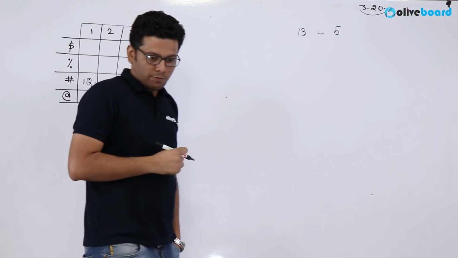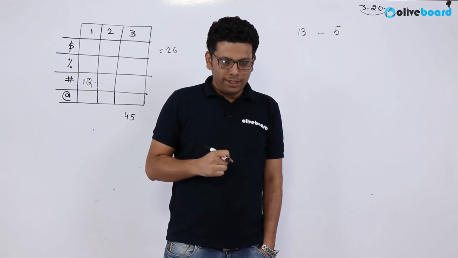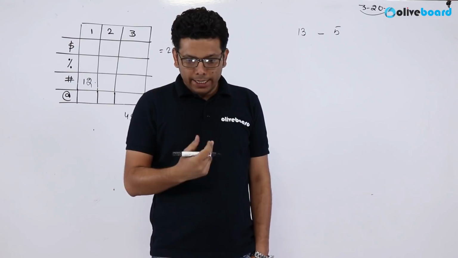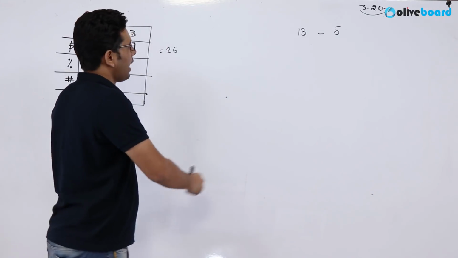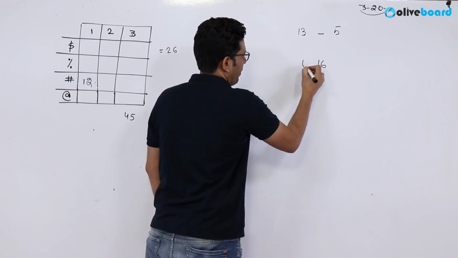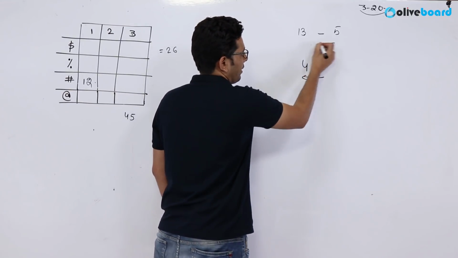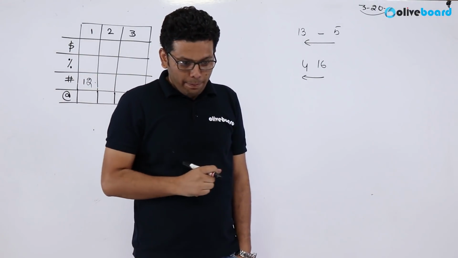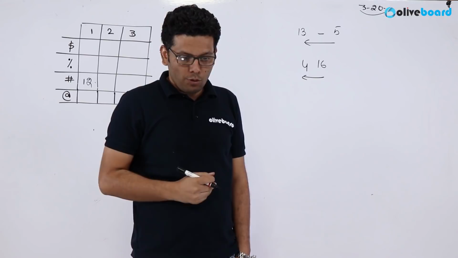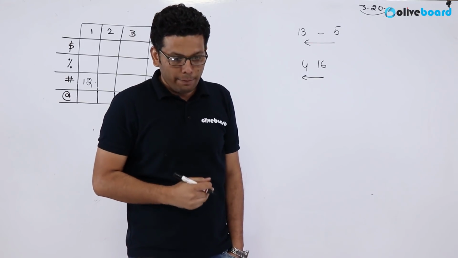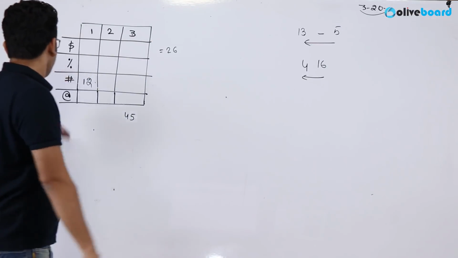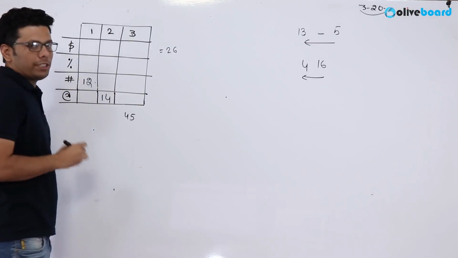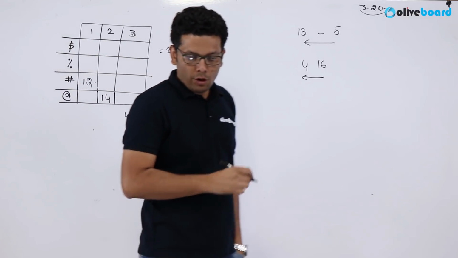Next point, 4 was written to the immediate left of 16. Wherever I write the 16, the immediate left is 4. Next, the second button from the left of the row at the right had 14 mentioned on it. So this should be your 14.